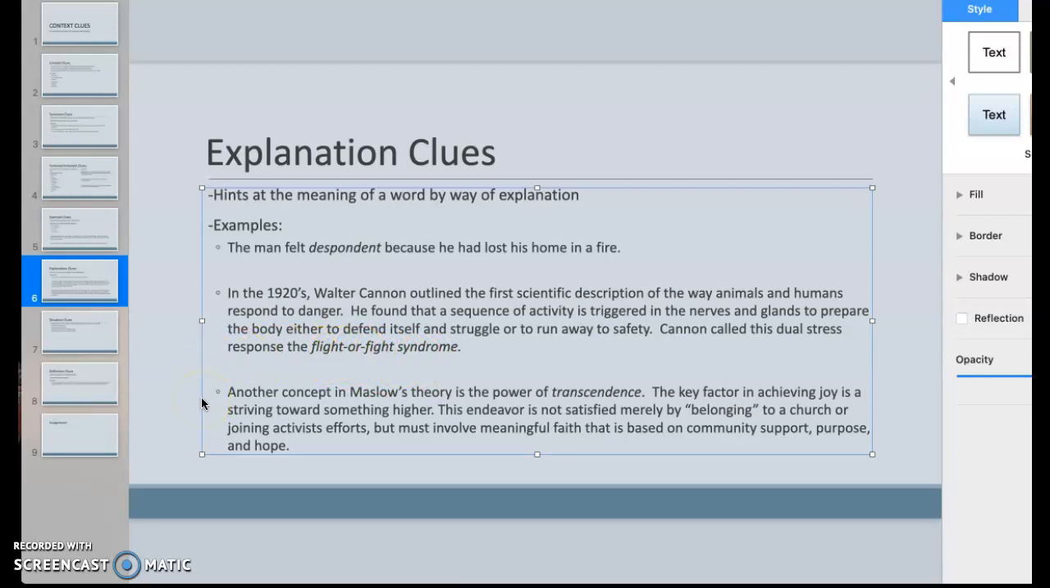Third example: another concept in Maslow's theory is the power of transcendence. No idea what transcendence means, but I bet it's going to explain it to me in the next couple of sentences. The key factor in achieving joy is striving towards something higher. This endeavor is not satisfied merely by belonging to a church or joining activist efforts, but must involve meaningful faith that is based on community support, purpose, and hope. And again, rather than just a definition, it gives me an entire explanation.